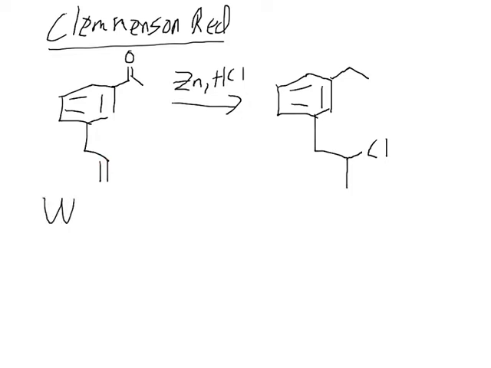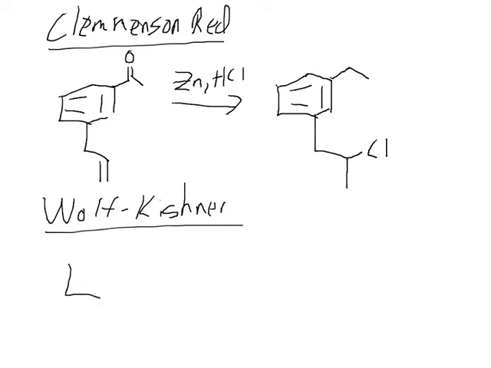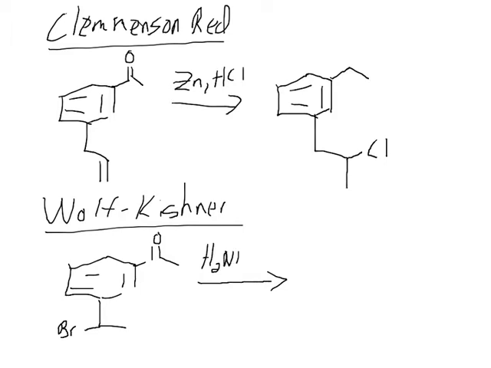So let's look at a Wolff-Kishner situation where the Wolff-Kishner won't work, or where else it could react. We just actually learned this. So let's say, again, we have a ketone, a benzylic ketone, and now we have a bromide here. In the Wolff-Kishner, we use H2NNH2 and OH minus. So again, it's going to reduce the benzylic aldehyde or ketone. So that's still going to happen, always will.